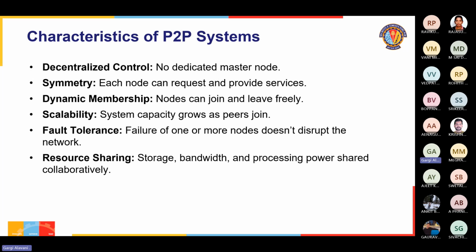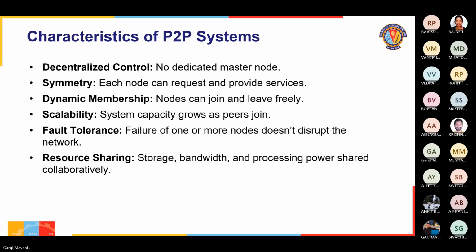Second, they are symmetric. Every node plays the same role. It can both request and provide services. So instead of having specialized servers and passive clients, we have a network of equal peers. The third, they support dynamic membership. Nodes can join or leave the system at any time, and the network reorganizes itself to maintain connectivity and functionality. This is very critical because in large scale real world systems where nodes are constantly changing, this is a very critical characteristic.